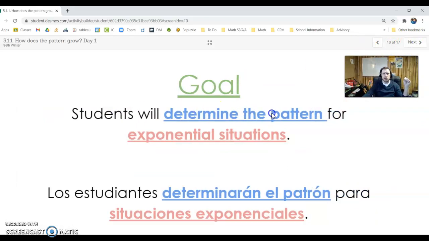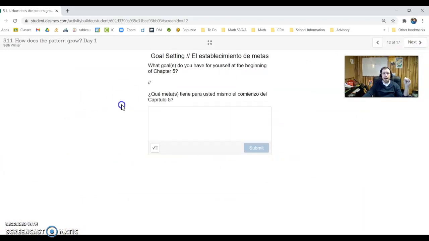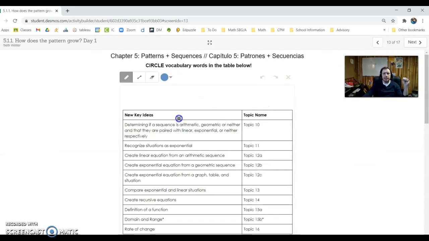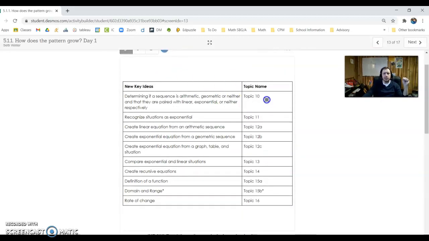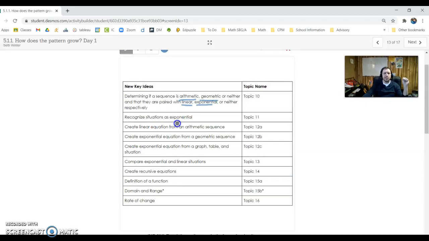All right, our goal today is to determine the pattern for exponential situations. So let's move on to an exponential situation after you set your own goal. So pause it right here on slide 12. Make your goal. Take a look. These are all the new topics we're going to be learning in chapter 5, so patterns and sequences. So go ahead and walk through here. If there's any words you don't understand, go ahead and underline those. I want you to look at this word here. It's arithmetic, say that out loud, geometric, all right, linear, exponential, recognize a situation as exponential, create linear equations from arithmetic sequences.